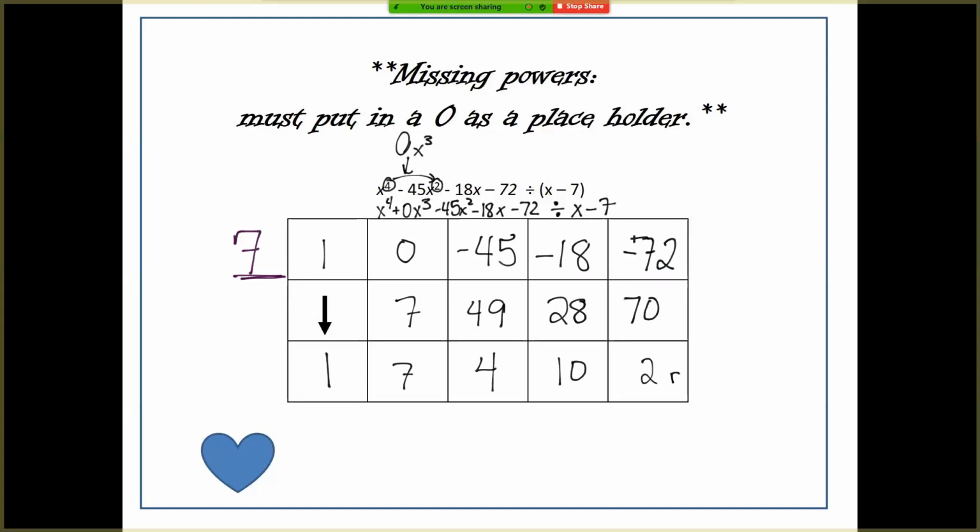Take a minute and see if you can write your final answer. We've got all the coefficients. See if you can write your final answer. Remember, you're starting 1 degree less than the original. So instead of x to the 4th, you're going to start with x to the 3rd.